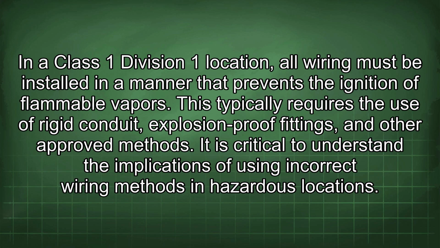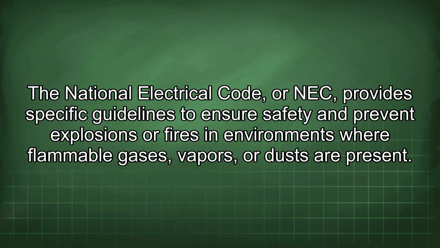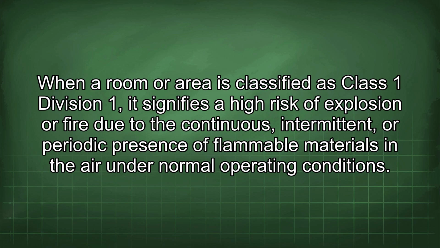It is critical to understand the implications of using incorrect wiring methods in hazardous locations. The National Electrical Code, or NEC, provides specific guidelines to ensure safety and prevent explosions or fires in environments where flammable gases, vapors, or dust are present. When a room or area is classified as Class 1 Division 1, it signifies a high risk of explosion or fire due to the continuous, intermittent, or periodic presence of flammable materials in the air under normal operating conditions.